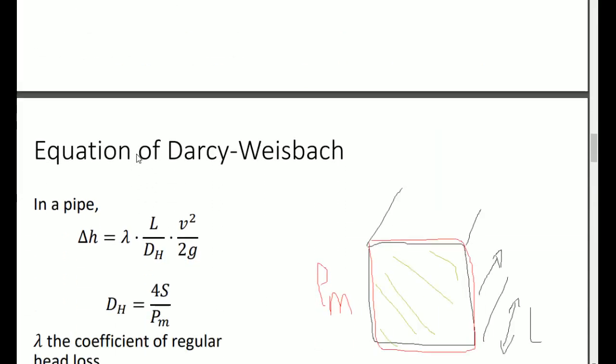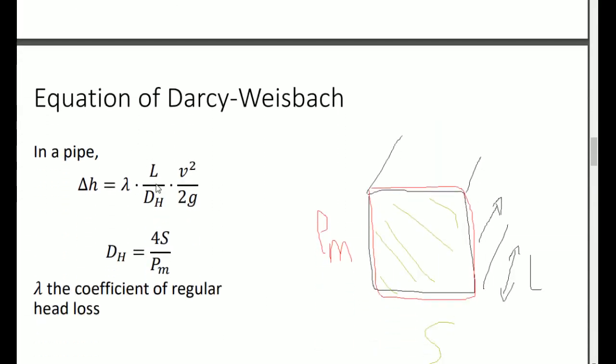So we use the equation of Darcy-Weisbach. So in a pipe, the regular head loss is equal to lambda L over dH times V squared over 2g, with V the velocity of the fluid, so it circulates from front to back. L stands for the length of the pipe, so the transversal length.